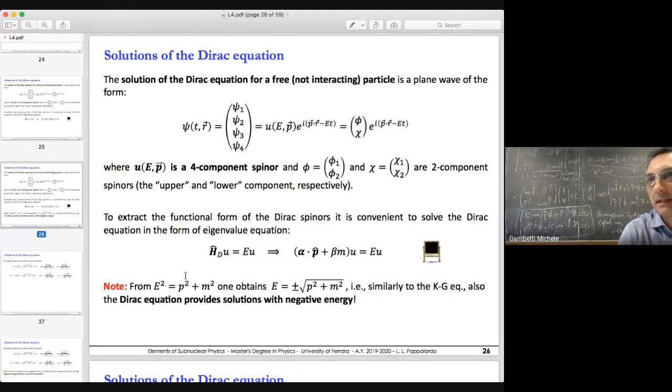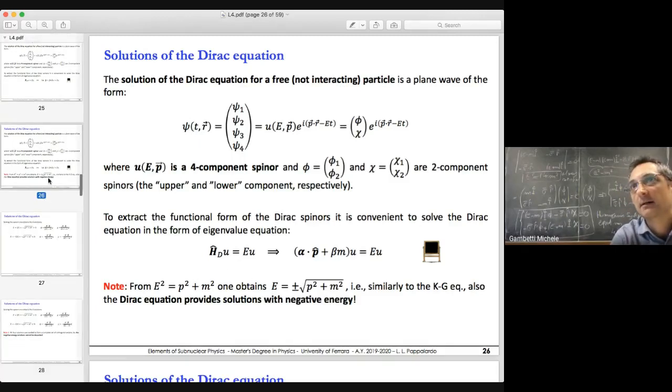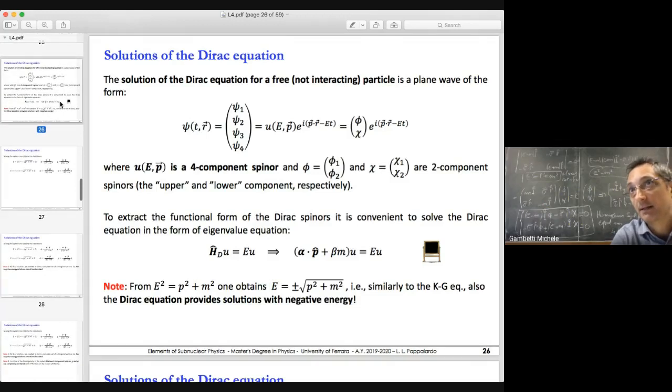So we have seen that the system provides a non-trivial solution if this relativistic relation is satisfied, which is always satisfied. Okay. But now again we have a problem, because from this equation we obtain 2 solutions: a positive energy solution and also a negative energy solution. So we have again the same problem that we already had with the Klein-Gordon equation. Also the Dirac equation provides solutions with negative energy, and so we have to understand and interpret correctly this negative energy solution, as we will do later on.